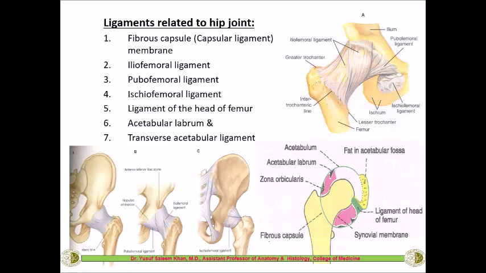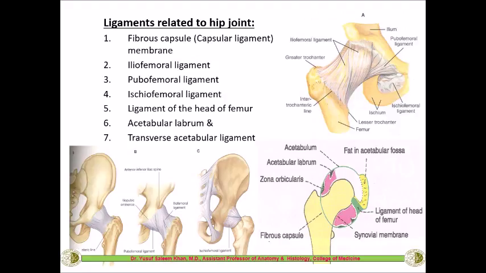Now I said this joint is a very stable joint. This joint is stabilized by very important structures, which are nothing but the ligaments, which stabilize the joint to a very large extent. So what are the ligaments in the hip joint which will stabilize it? One is the fibrous capsule, which is outside. You can see here, this is the fibrous capsule, which is also called the capsular ligament. Then we have three important ligaments which will be the main ligaments holding this joint in a very stable way.